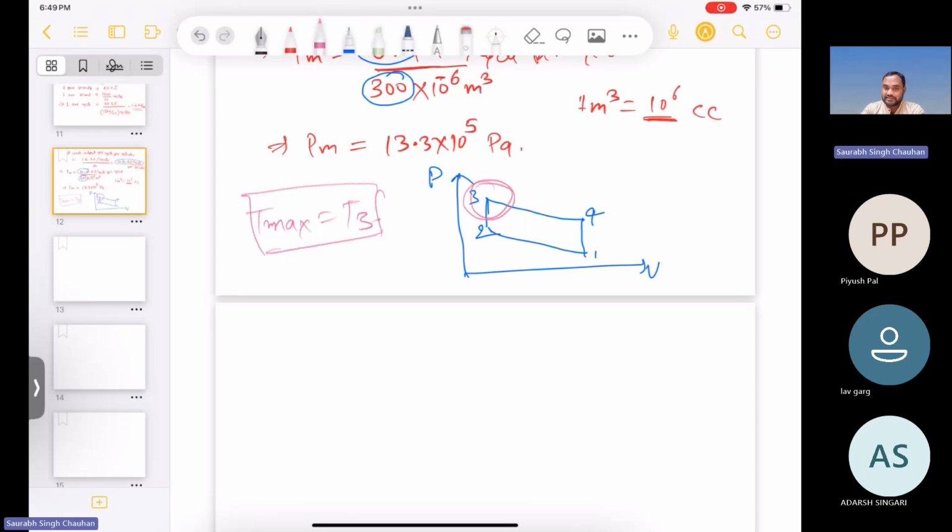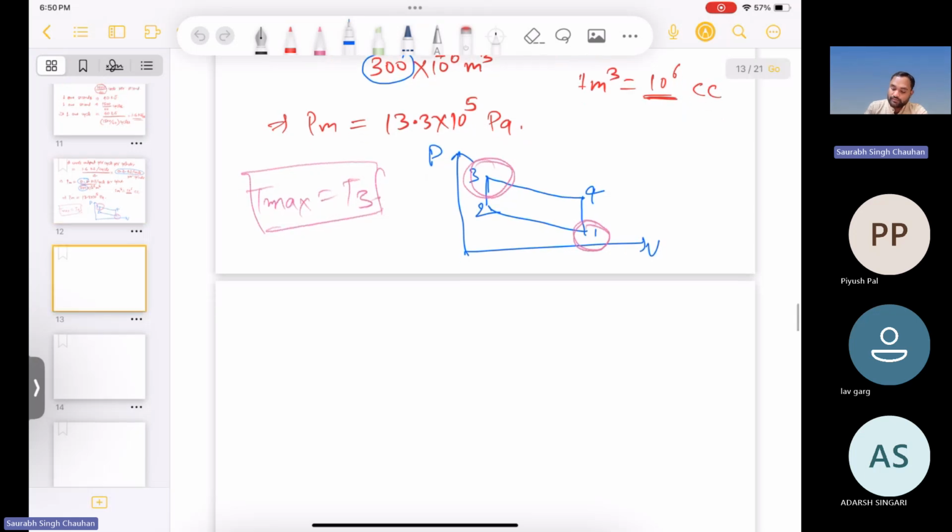So now, let us see what we have. Which temperature do we have? We have the inlet temperature, T1. From T1 we can calculate T2, and from T2 we can calculate T3. First of all, let us calculate T2. For 1 to 2, which type of process is this? This is an adiabatic or isentropic process, right?